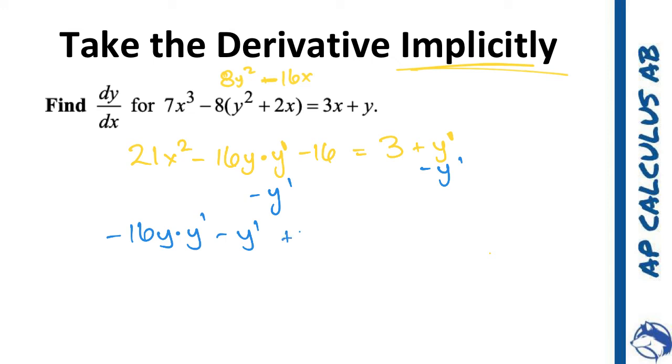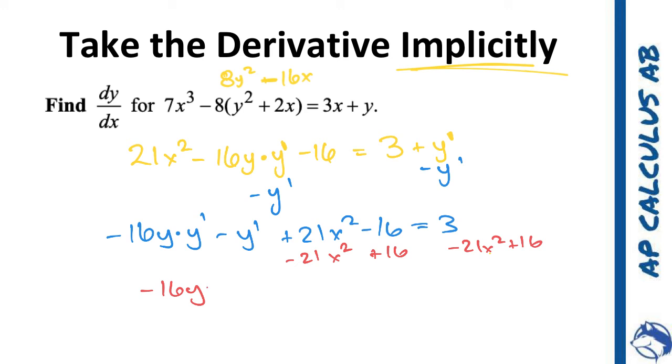And then I'm going to add the 21x squared minus 16 is equal to 3. Now I'm going to bring the other pieces over, minus 21x squared plus 16. And I'm left with negative 16y times y prime minus y prime is equal to my negative 21x squared plus 19.